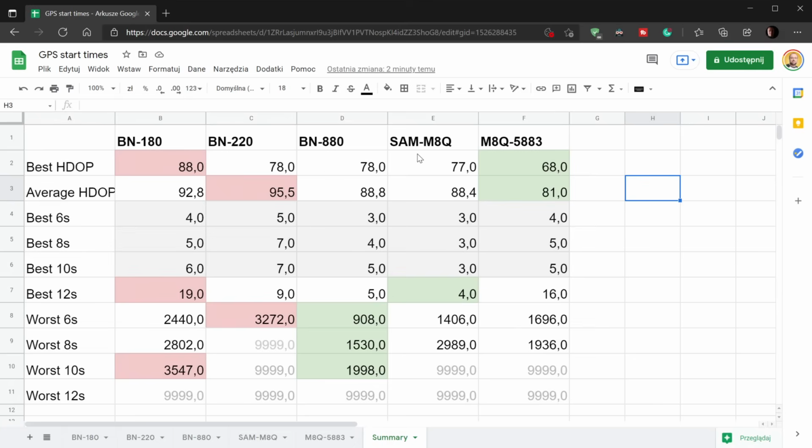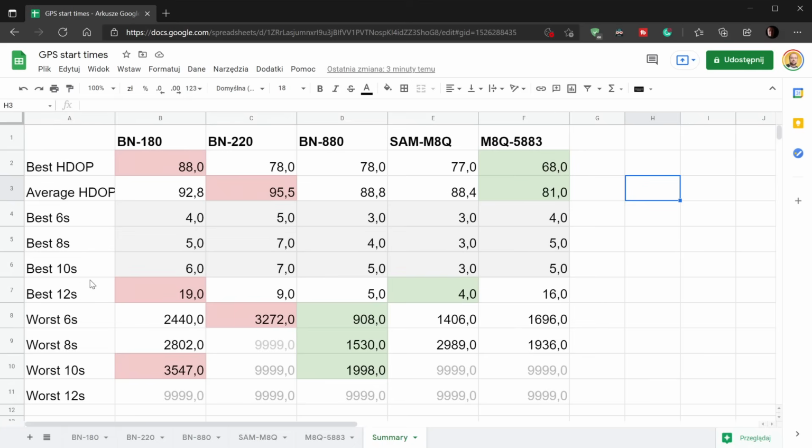Worst one, 180; best, M8Q-5883. Average horizontal dilution of precision. One more time, the award goes to Matek M8Q-5883 and the worst result goes to BN-220. Why? One more time, in theory it should be the same as the 180, but it isn't. BN-880 and SAM-M8Q, the one without the magnetometer, behaved very similar.